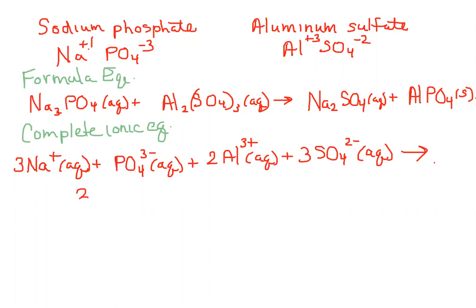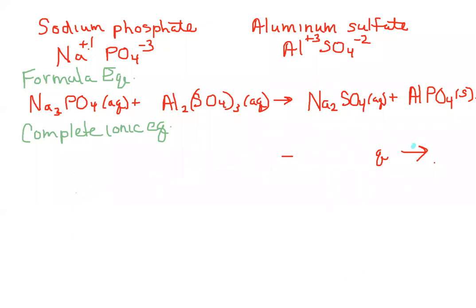I forgot something. I've got to erase that, I'm sorry. We have to balance this equation, the formula equation up here. It's not balanced, so let's go ahead and balance it. We've got 2 aluminums, so we've got to put a 2 here, and that gives us 2 phosphates, so we're going to have to put a 2 here. That gives us 6 sodiums, so we'll have to put a 3 here. That gives us 3 there. Now I think everything is balanced.